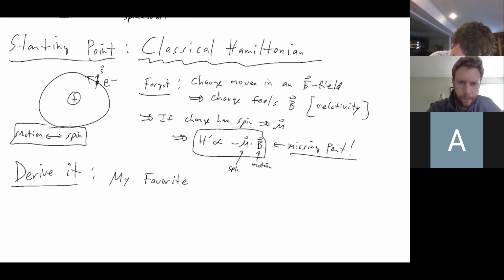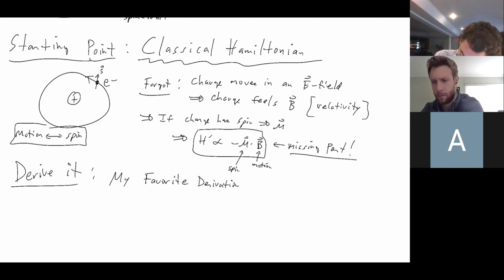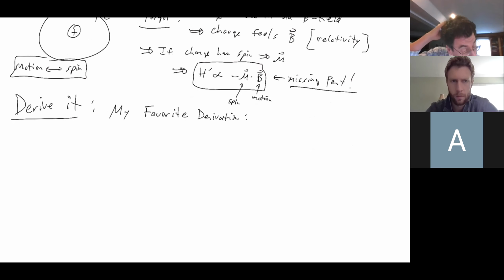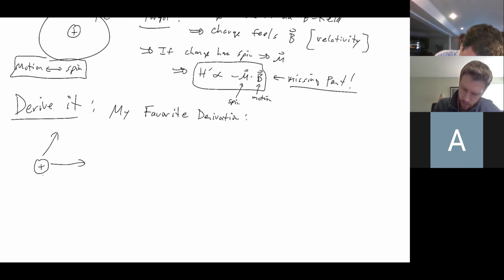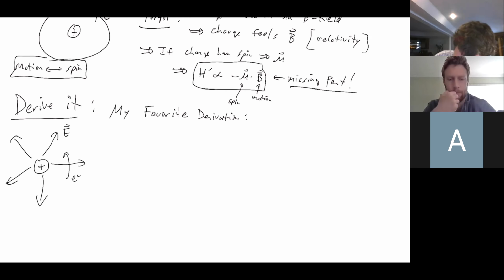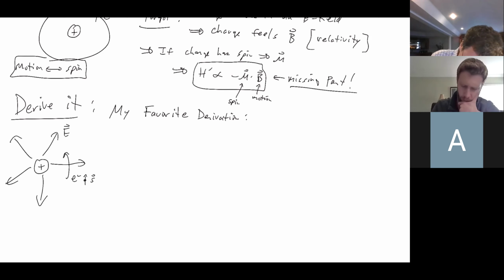My favorite derivation, and there are different derivations for it, but I'll show you my favorite one. My favorite derivation is as follows. Let's consider this situation. We have a proton and it has an electric field, E, sticking out, and we have the electron that's moving in it. And the electron has a spin, S.